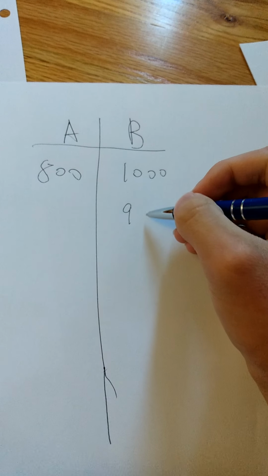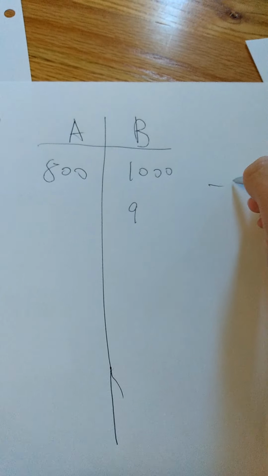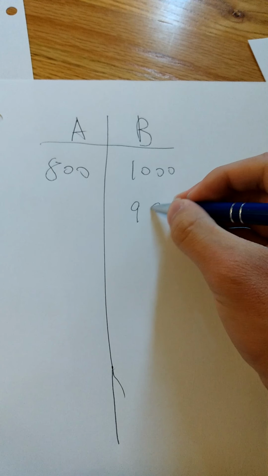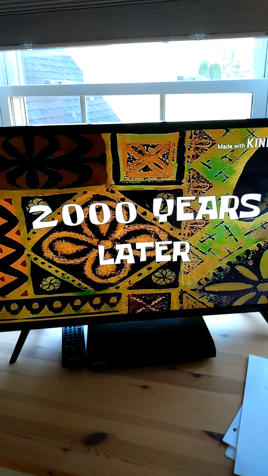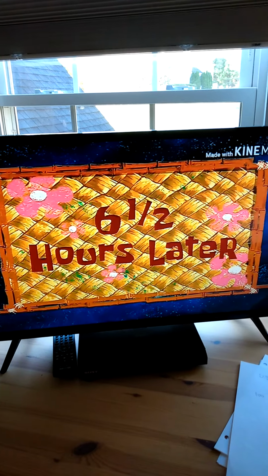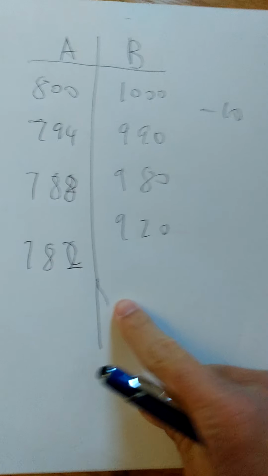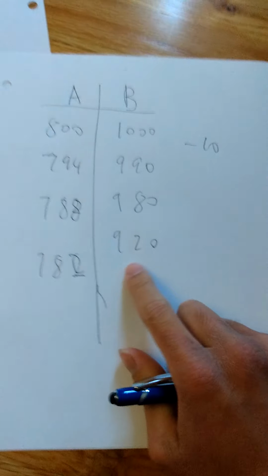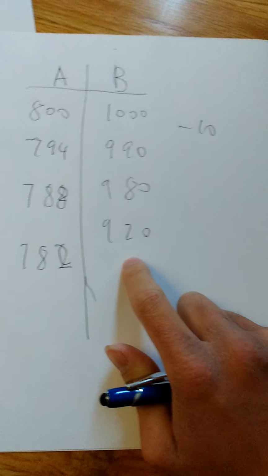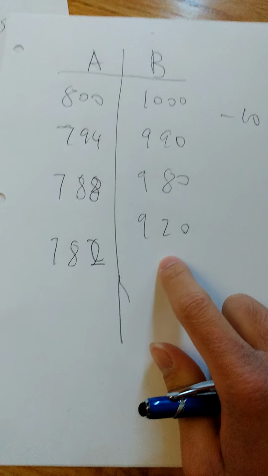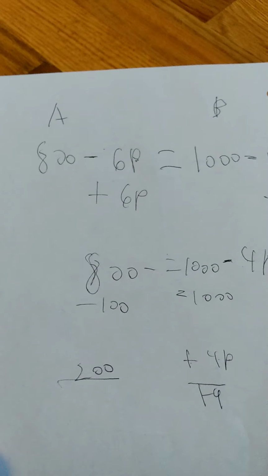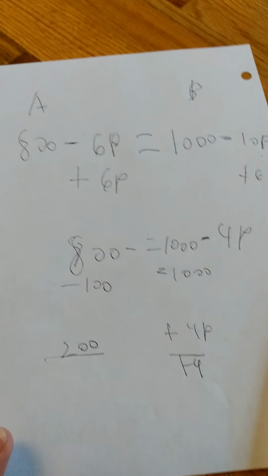800, 1,000, then we minus 10, that would be 990. It would take very long to write down a ratio table and see how long it takes for both containers to have the same amount of liquid. That's why these kinds of problems will actually get you to your answer faster.